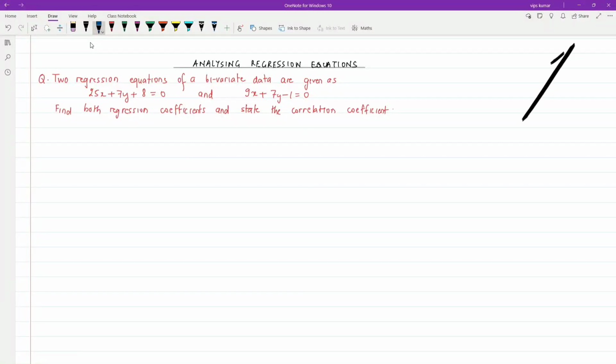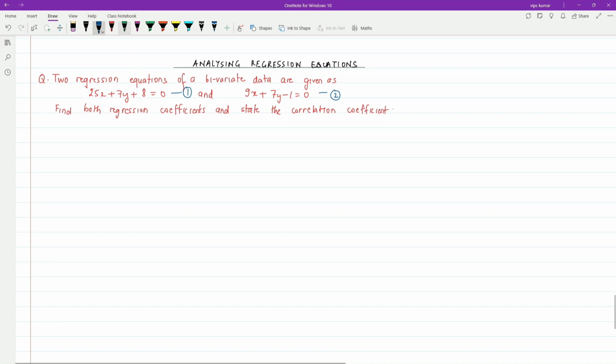In the earlier video, I had showed you how to analyze a given pair of regression equations. We'll be continuing with another question in the same topic of analyzing regression equations. So here we go. We are given that two regression equations of a bivariate data are given as follows: 25x plus 7y plus 8 equal to 0 and 9x plus 7y minus 1 equal to 0. We have been asked to find both the regression coefficients and state the correlation coefficient.